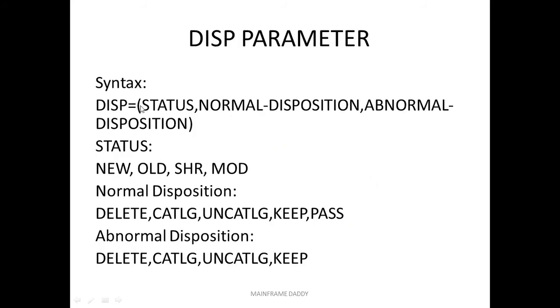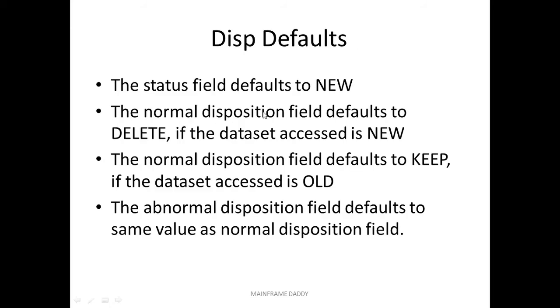And the normal disposition field defaults to keep if the data set access is old. So if the status is old, and you are not coding anything for the normal disposition field, it will take keep by default. So old data sets will be retained, or kept as such. And the abnormal disposition field defaults to the same value as the normal disposition field.